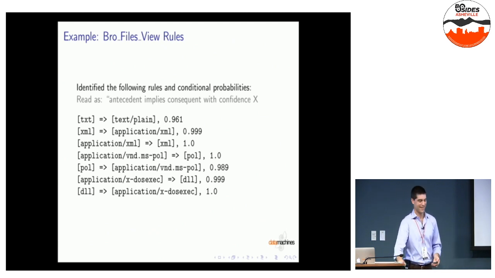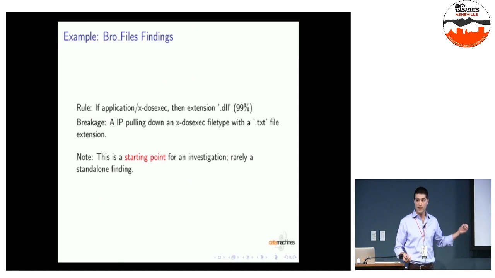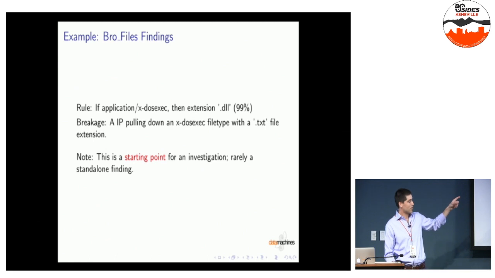All right. Here are some example rules from some example network. We dug into one of these findings that was pointed out. One of the breakages was this: some IP pulling down that file type with a .txt file extension. Note that this is a starting point for an analysis where some of you cybersecurity professionals can dig in, pivot from the IP or the file or the hash or whatever, and go do the magical things you do. This is basically a high quality tipper, I hope. This is usually the starting point for an analysis, not the end point in most cases.